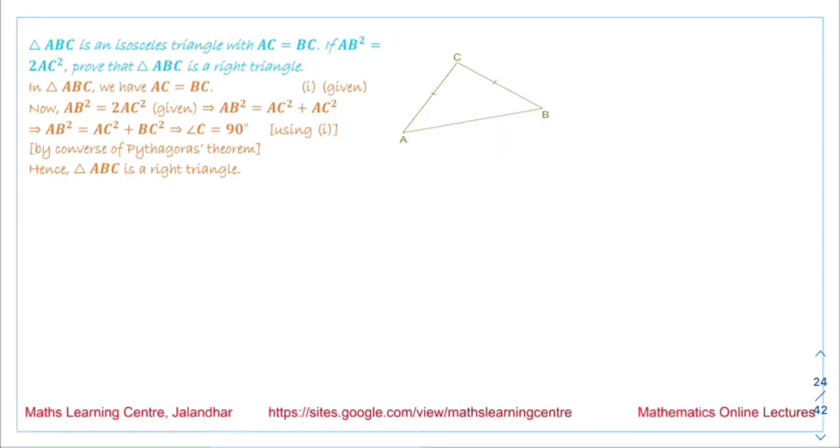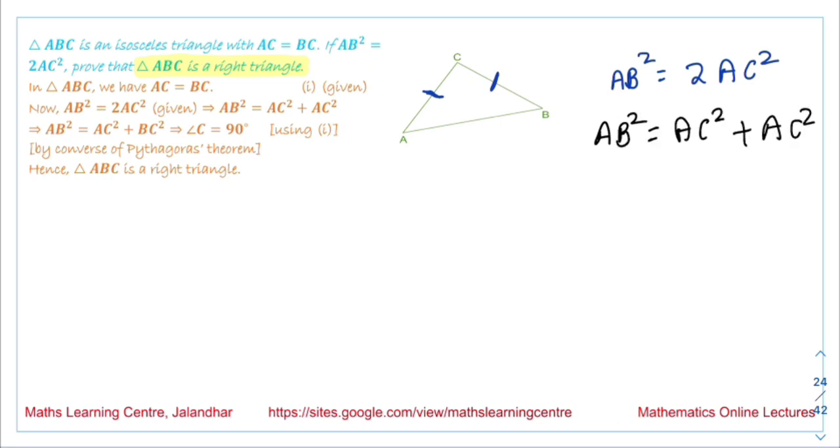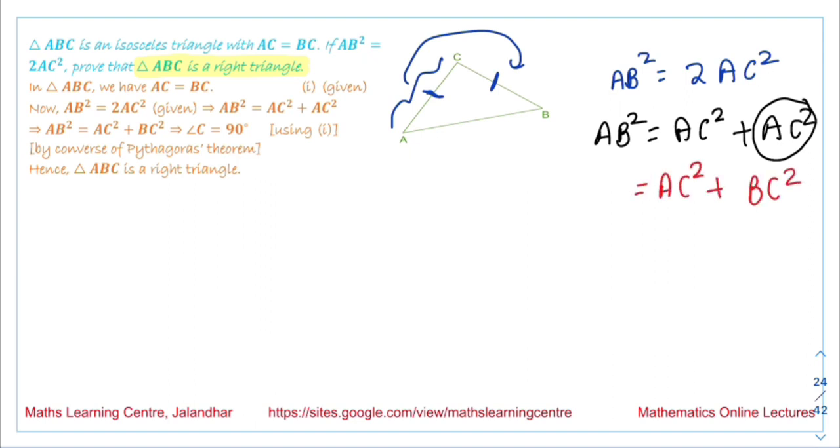Next is triangle ABC, an isosceles triangle with AC equal to BC. This AC and BC are equal to each other. If AB square is equal to 2 times AC square, we have to prove that triangle ABC is a right triangle. To prove this, we can write it as AB square equal to AC square plus AC square. In place of this AC, we can write BC. So we are writing it as AC square plus BC square.